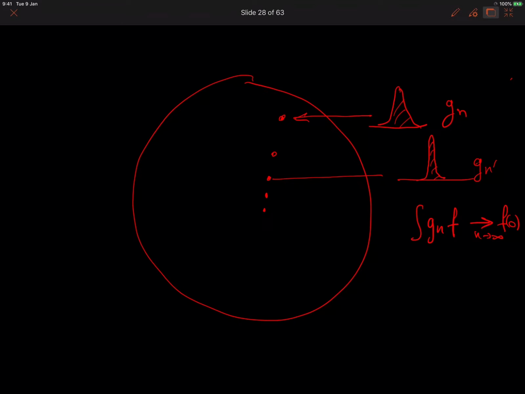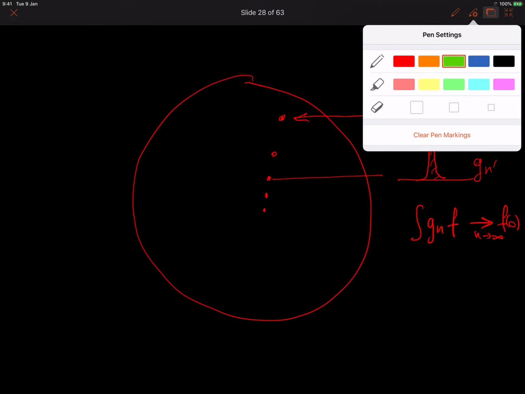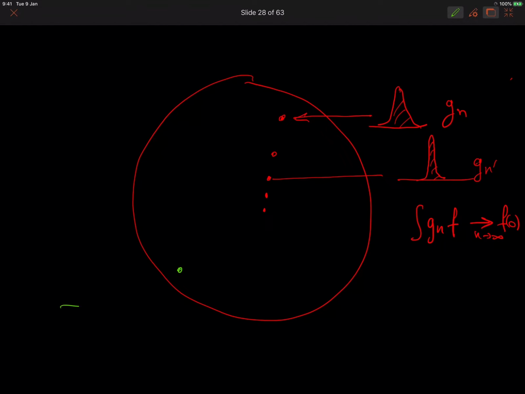Okay. Or you can say that you have another sequence, for example, of these rectangular functions, also with unit area. Let's call them Hn.